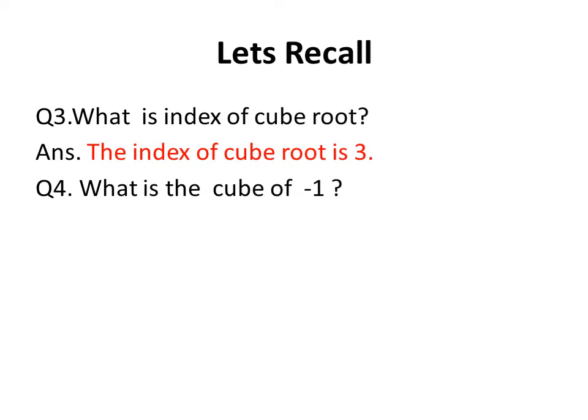What is the cube of minus 1? We will write it like this: minus 1 cubed, and minus 1 cubed will be equal to minus 1. When minus 1 is multiplied by itself 3 times, we will get a negative answer. Minus multiplied by minus gives plus, and then again plus multiplied by minus, you will get minus. So the cube of minus 1 is equal to minus 1.